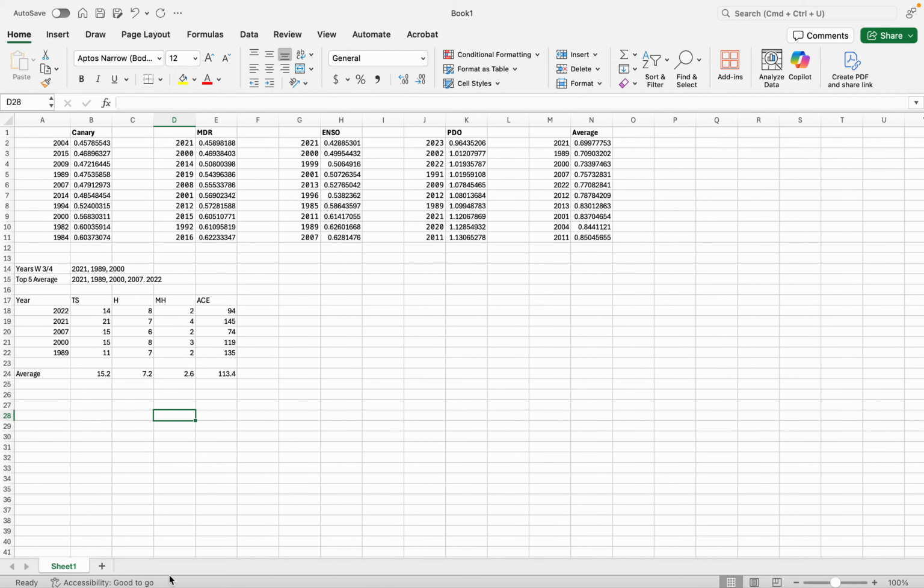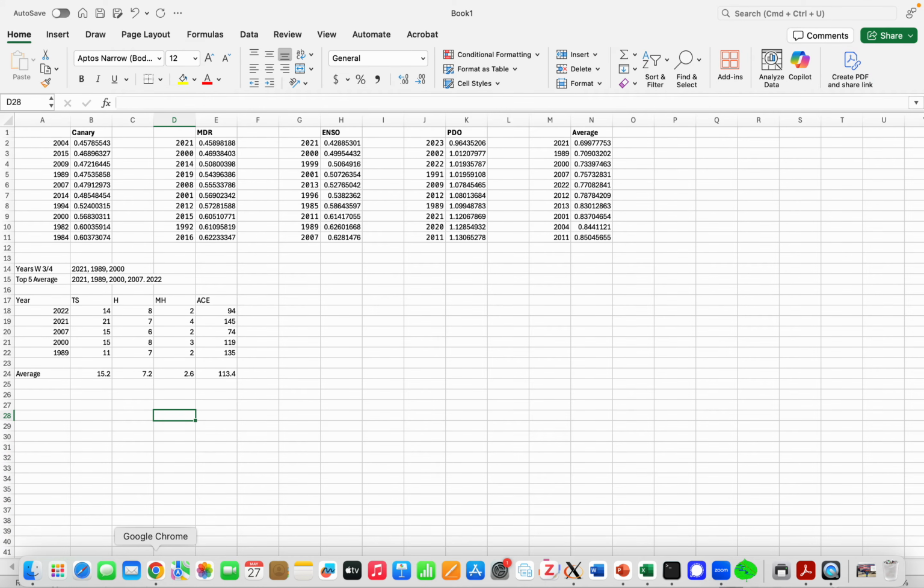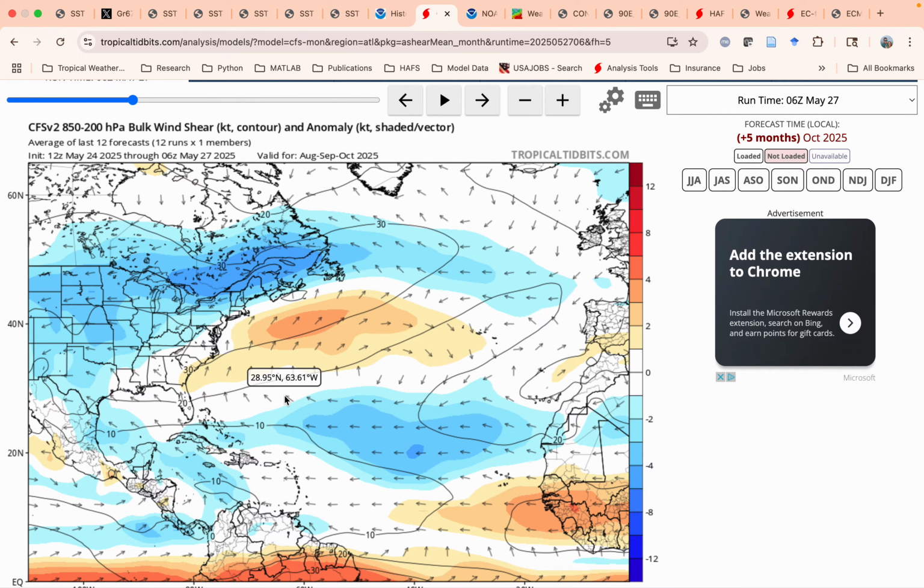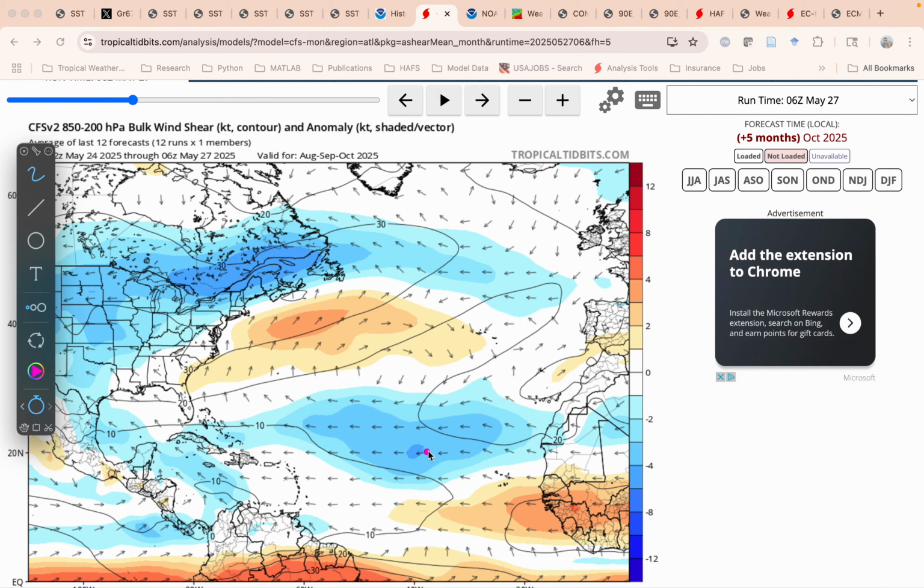we're going to go back to the spreadsheet. Let's go back and look here. Basically, you have lower shear or easterly shear anomalies. So, during El Nino, you sort of have the opposite pattern, where you have this westerly shear that keeps stuff away from the East Coast and kind of shears stuff off.